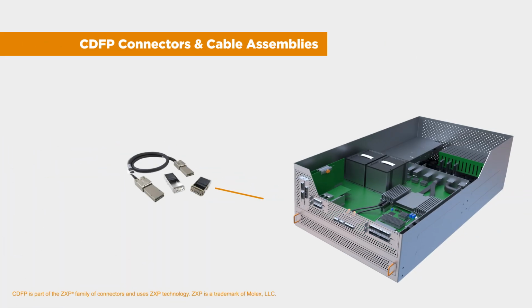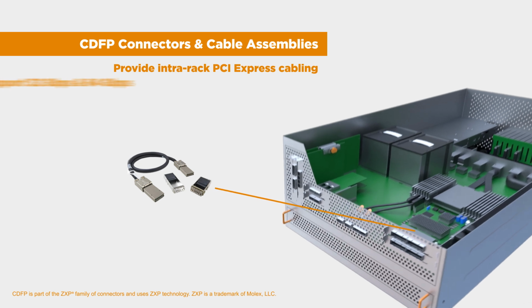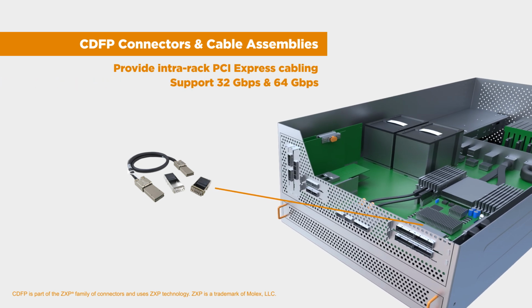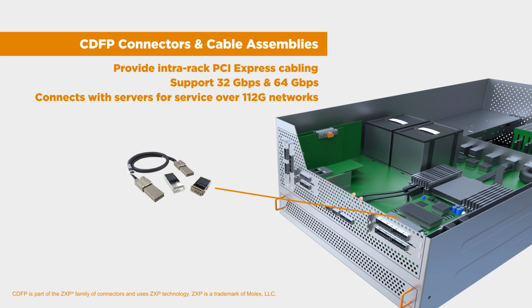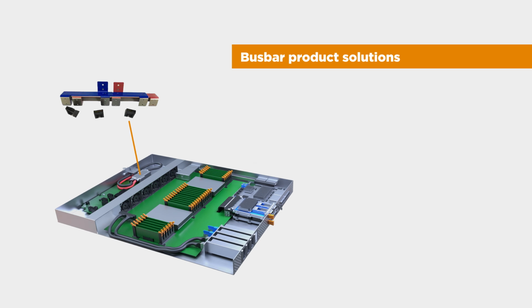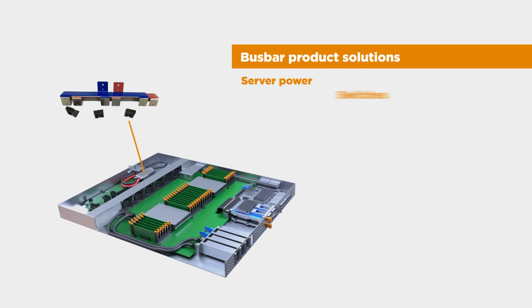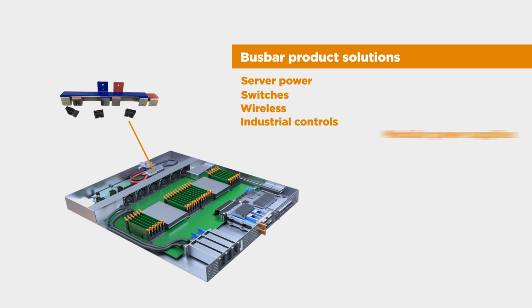CDFP connectors and cable assemblies provide intra-rack PCI Express cabling, supporting 32 gigabits per second and 64 gigabits per second. IT equipment connects with servers for service over 112G networks. To power it all, busbar products include solutions for server power, switches, wireless, industrial controls, and modular power supplies.